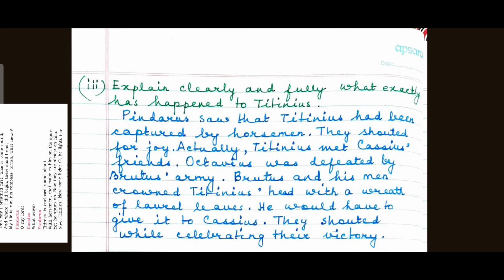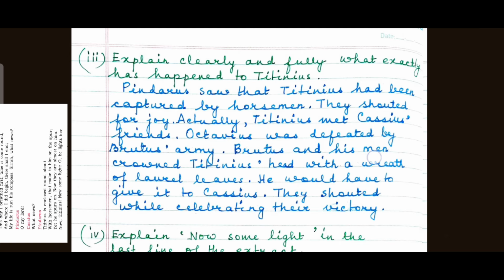Explain clearly and fully what exactly has happened to Titinius. Pindarus saw that Titinius had been captured by horsemen. They shouted for joy. Actually, Titinius met Cassius's friends. Octavius was defeated by Brutus's army. Brutus and his men crowned Titinius's head with a wreath of laurel leaves. He would have to give it to Cassius. They shouted for joy while celebrating their victory.